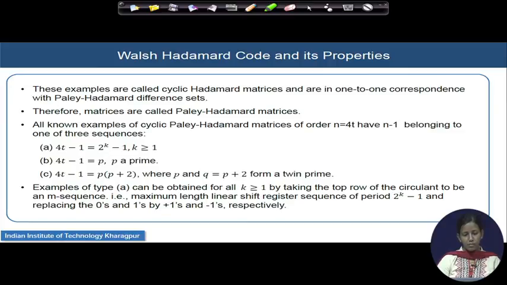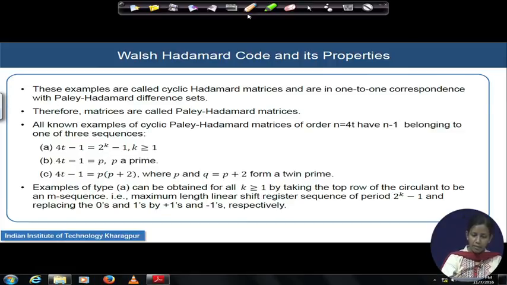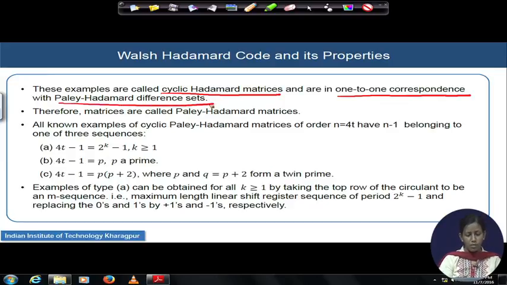So, these examples which we are calling cyclic Hadamard matrices have a 1-to-1 correspondence with the Paley-Hadamard difference sets. That is why we sometimes call them Paley-Hadamard matrices also. So, all the cyclic Hadamard matrices are basically Paley-Hadamard matrices. And very good well known examples of the cyclic Paley-Hadamard matrices of order n have n minus 1 inside, and n minus 1 will involve any one of these 3 types of sequences.